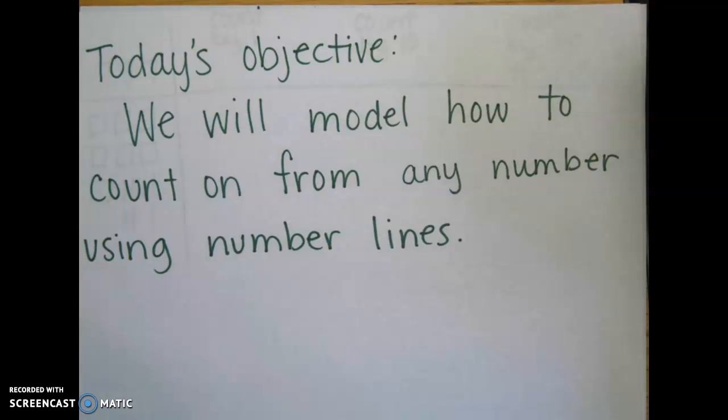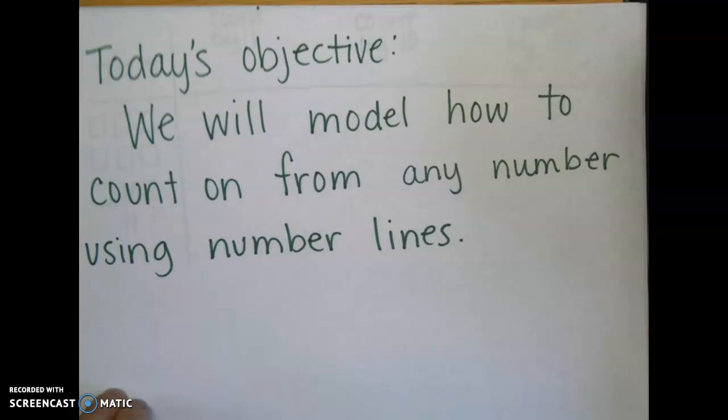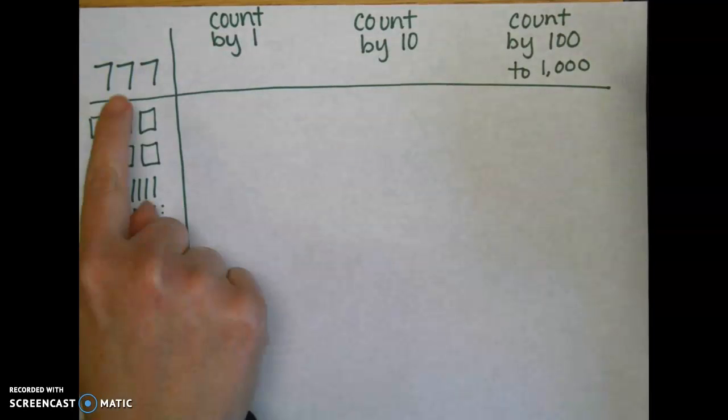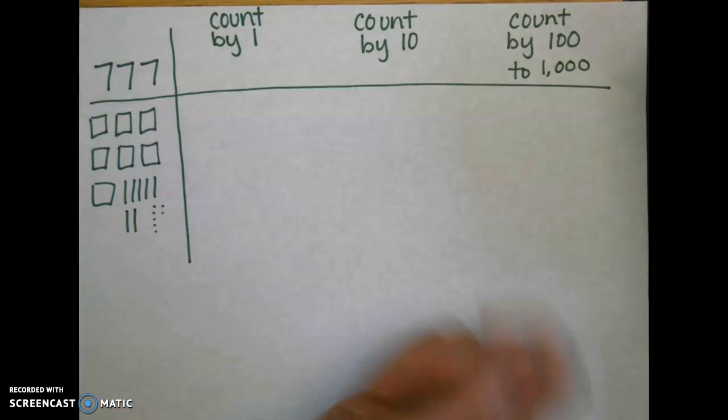Let's review today's objective before we continue with our lesson. We said that we will model how to count on from any number using number lines. Well, let's take a look at this. Let's say that we start with 777.